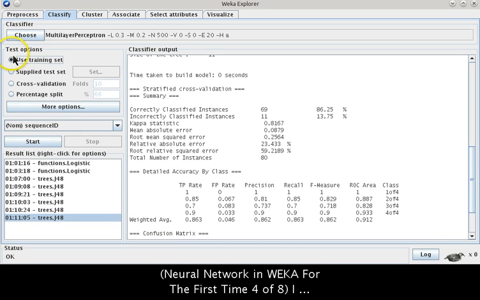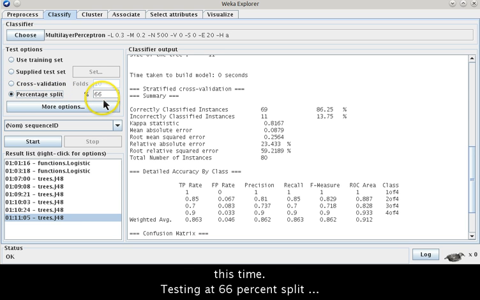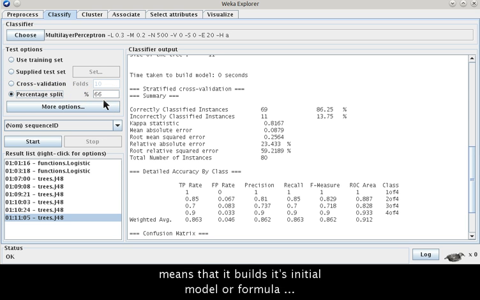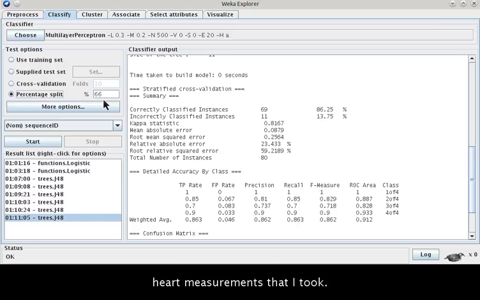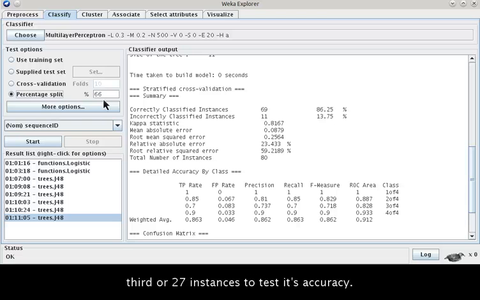I looked at test options and chose percentage split this time. Testing at 66% split means it builds its initial model or formula using 53 of the 80 instances, which again were heart measurements that I took. And after the initial model is built, it runs it on the last third, or 27 instances, to test its accuracy.